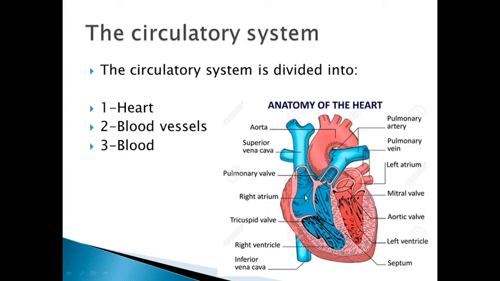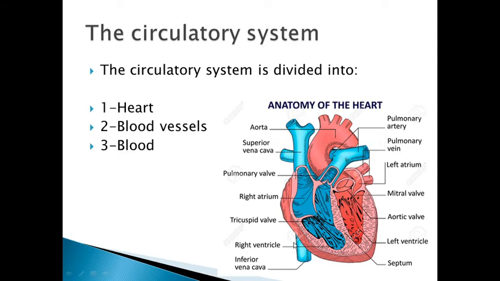Okay, these are the 2 upper chambers and these are the lower chambers. These are the atria and these are the ventricles. Okay, this is the left side and this is the right side. The right and the left side are separated by the septum. Can you see this? This muscular wall is called the septum, in order not to mix the oxygenated blood with the deoxygenated blood.